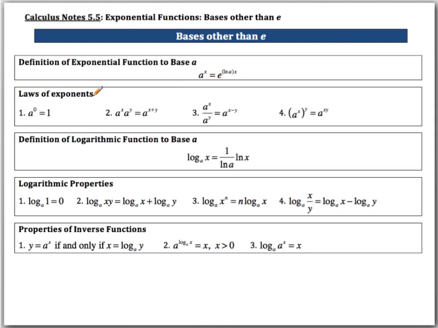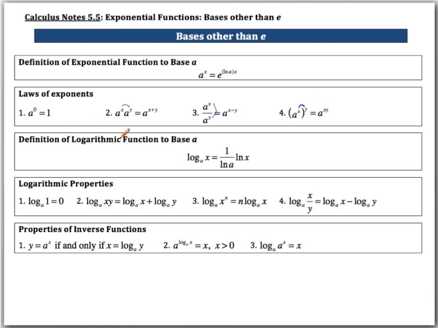Now the laws of exponents should all be reviewed here. So a to the 0 power is 1. If we multiply like bases, that means that we add their exponents here. If we divide like bases, that means we subtract the exponents. And if we raise an exponent to another power, that means we multiply the exponents.